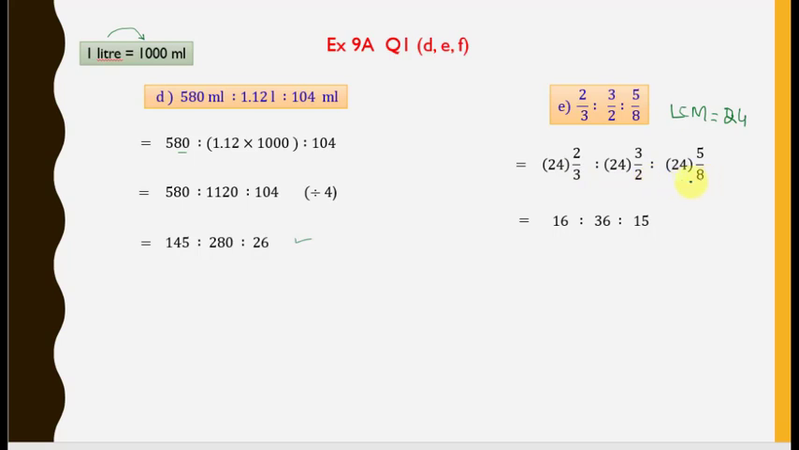So this is what we have done over here. We have multiplied 24 with 2 by 3, 24 with 3 by 2, and 24 with 5 by 8. Now when we calculate it, 3 times 8 is 24, so 8 times 2 you will have 16. Likewise, 2 times 12 is 24, and 12 times 3 you will have 36. 8 times 3 is 24, and 3 times 5 you have 15. So that is the answer of part E.